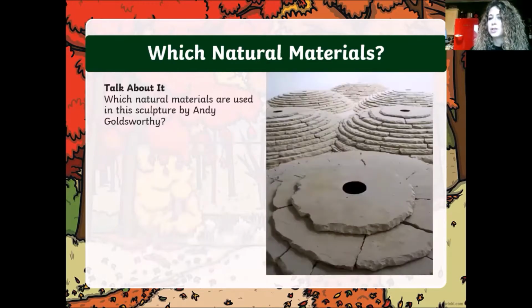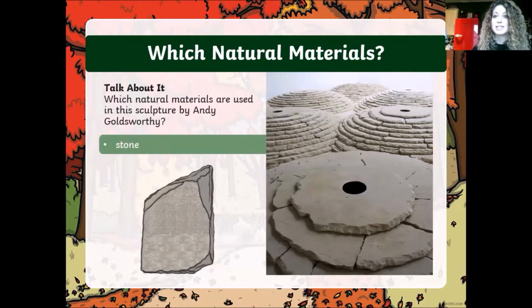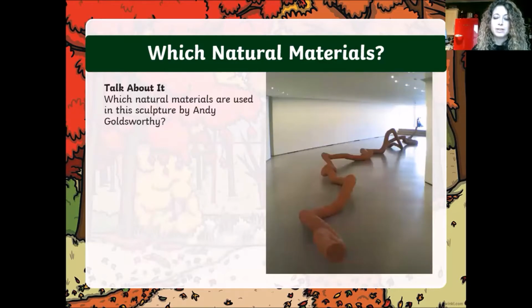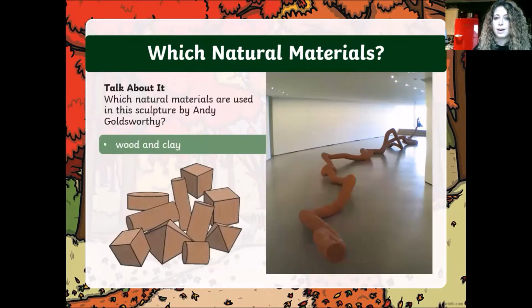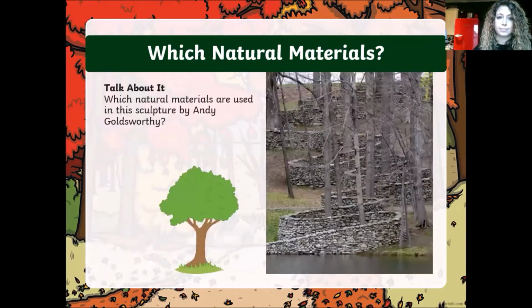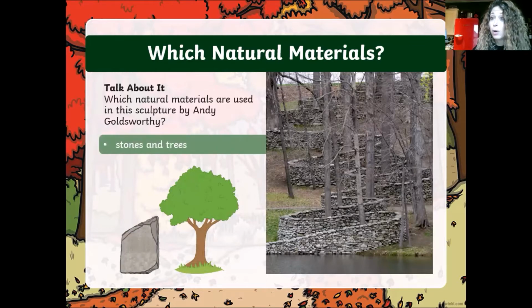What about this one? Which natural materials has he used here? Stone. That one was a bit easier, wasn't it? How about this one? What do you think he's used to make it? Wood, I think we would have said, like a twig, but clay as well. Which natural materials has he used in this beautiful snake-like sculpture? Stones, but also the trees. The trees are part of his sculpture.